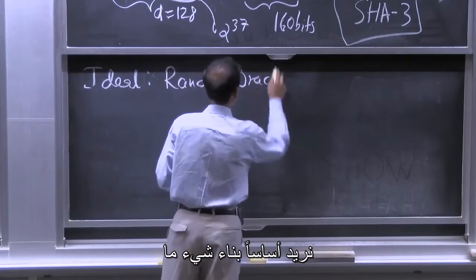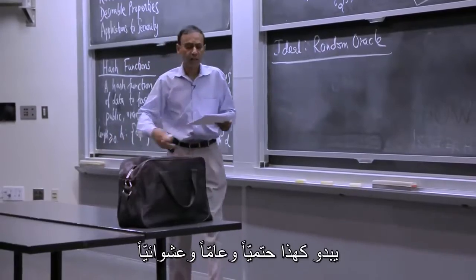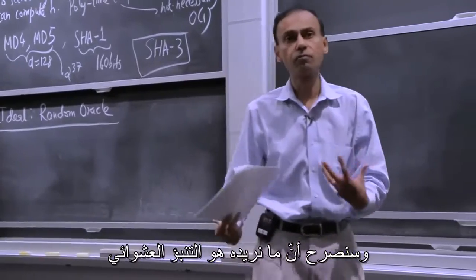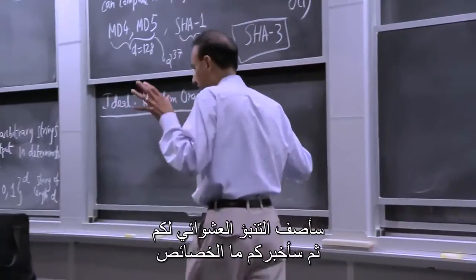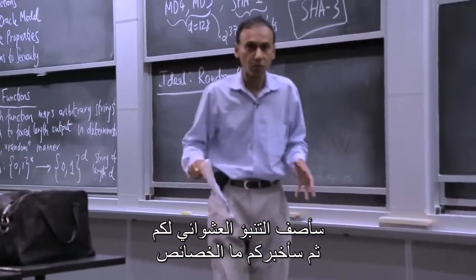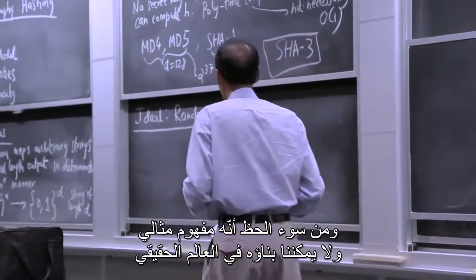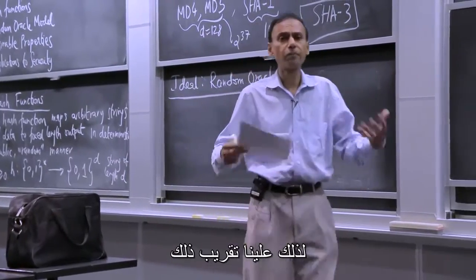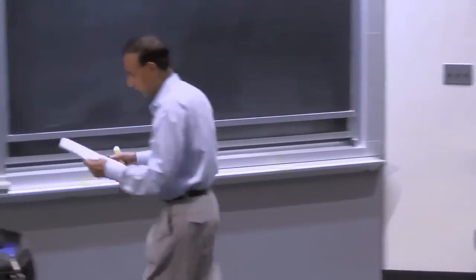We want to essentially build something that looks like that, deterministic public random, and we're going to claim that what we want is this random oracle which has all of these wonderful properties that I'm going to describe. I'm going to describe the random oracle to you, and then I'm going to tell you about what the properties are. And then, unfortunately, this is the ideal world, and we can't build this in the real world, and so we're going to have to approximate it. And that's where the MD4s and the MD5s and the SHA-1s came in. Okay? So this is not achievable in practice.